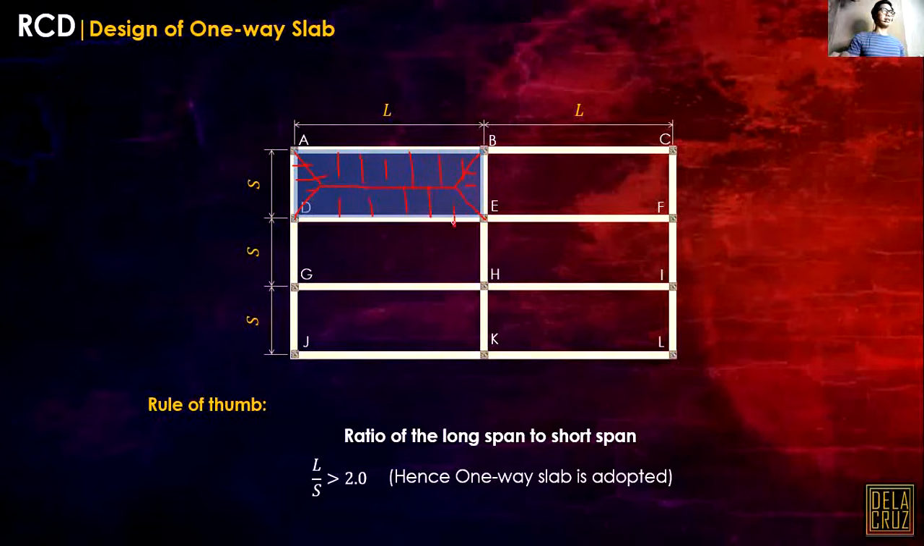Kaya we can use this rule of thumb to compute the ratio in order for us to determine if i-design natin siya as a one-way slab or a two-way slab. So ito yung rule of thumb natin. If exceeding siya yung ratio by 2.0, then we will consider this one as a one-way slab. Otherwise, two-way slab yung analysis natin. Okay?